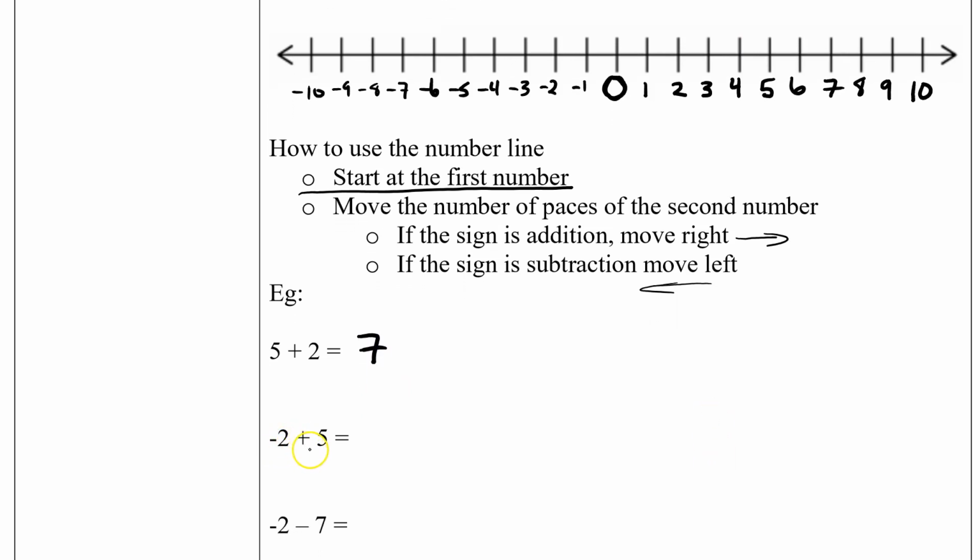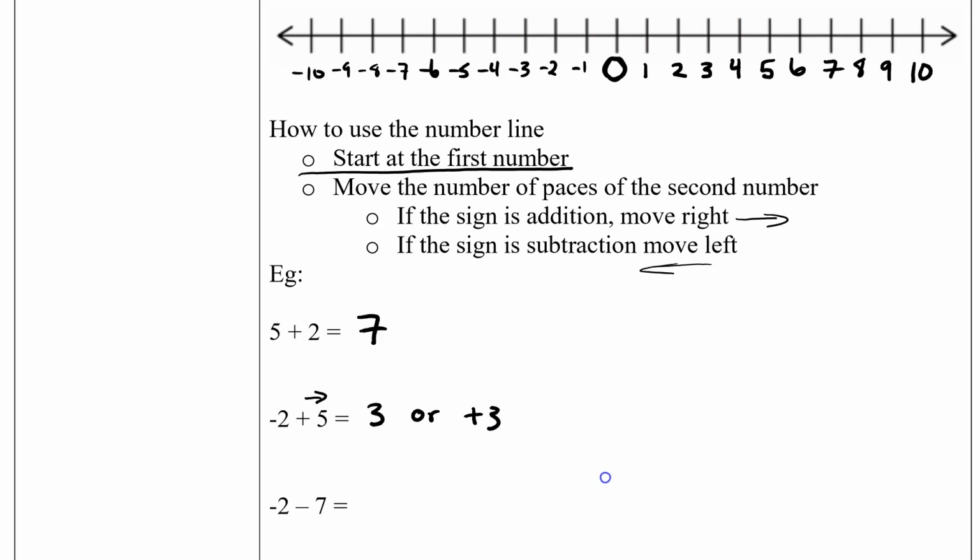Negative 2 plus 5. That means we're going to be going to the right because it's plus 5, but we're starting at negative 2. So I'm starting at negative 2 here, and I'm adding 5. 1, 2, 3, 4, 5. It's going to be positive 3. Now I can either write the answer 3 or I can say positive 3. Doesn't matter, whichever one works for you.